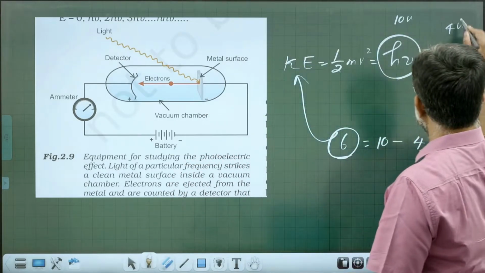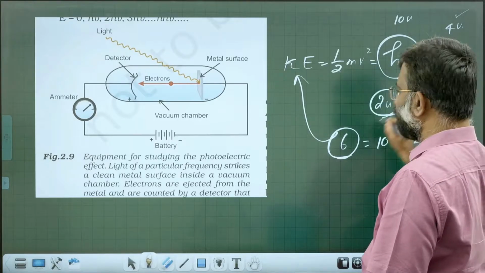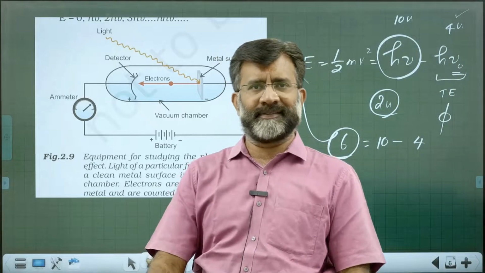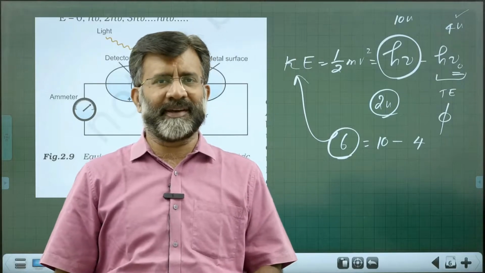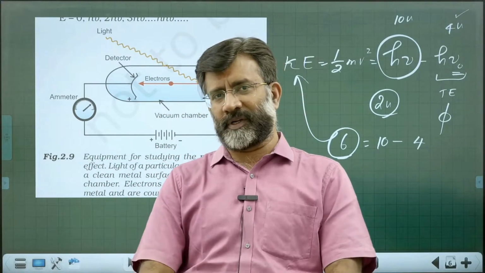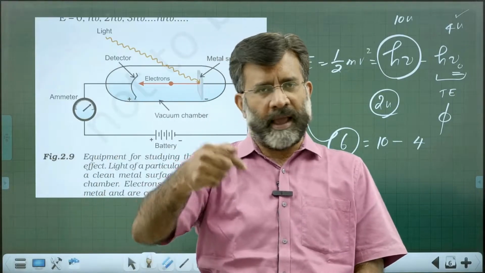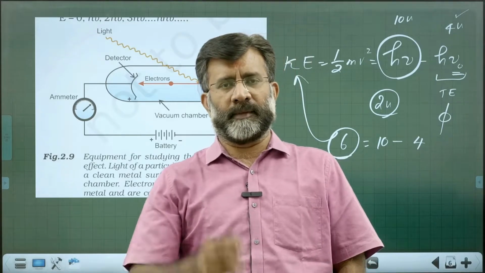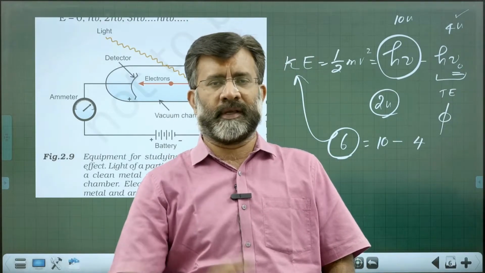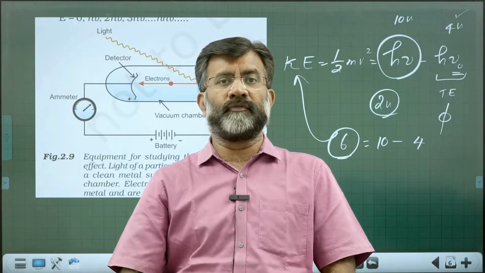Suppose the work function is 4 unit and imagine I am supplying only 2 unit. Will there be photoelectric effect? No, because the minimum energy required is 4 unit and what I am giving is only 2 unit. I am passing a radiation having energy 2 unit, the minimum energy required is 4 unit, so there won't be photoelectric effect. It should be on or above 4 unit.